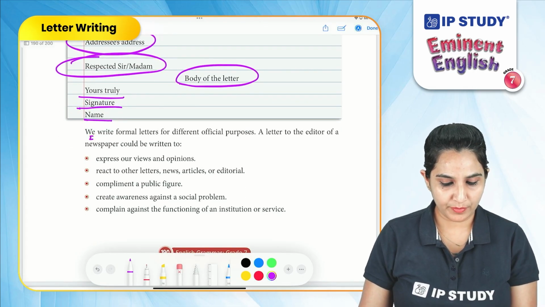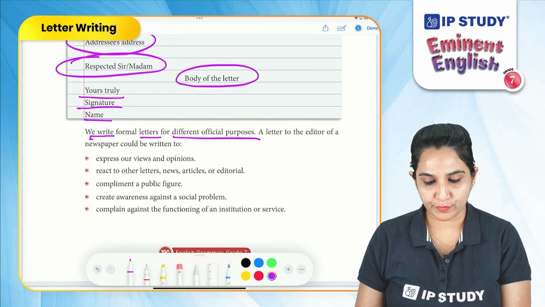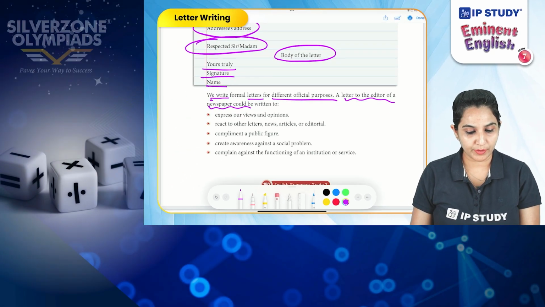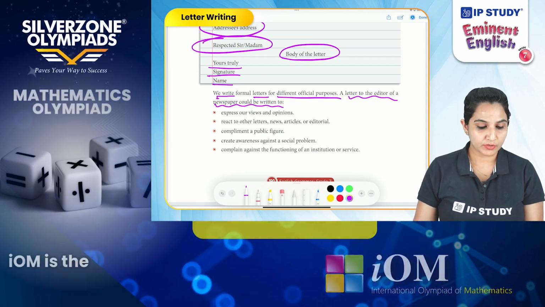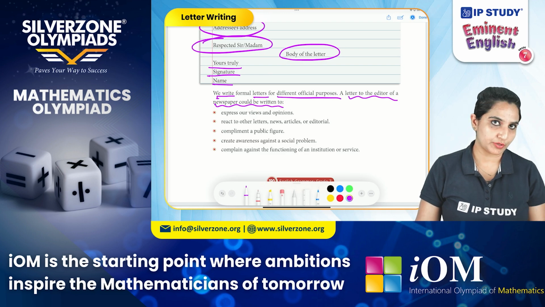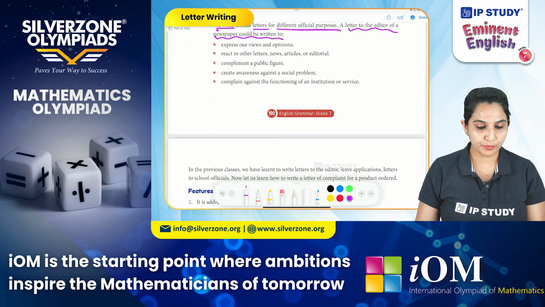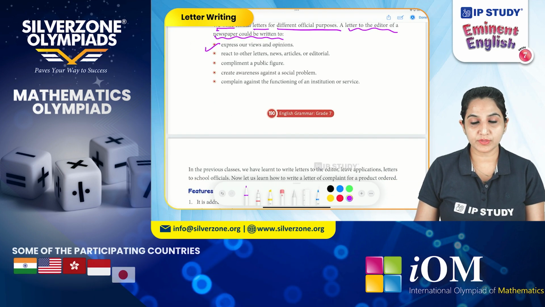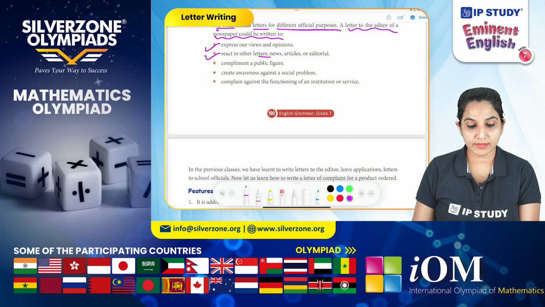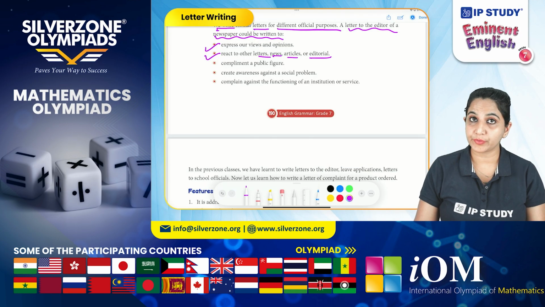We write formal letters for different official purposes. A letter to the editor of a newspaper could be written. So there are different purposes to write a formal letter. If you're writing a letter to the editor of the newspaper, that could be to express our views and opinions, to react to other letters, news, articles, or editorials.